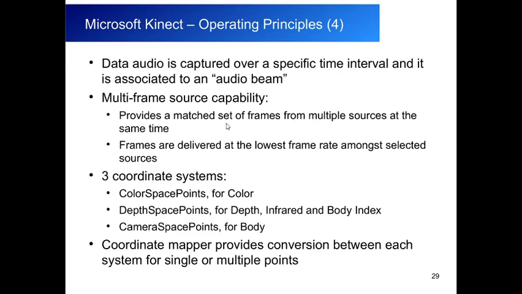And then you can have multi-frame source information, so you can read the information from many different sources at the same time. The only problem is that the frames are delivered at the lowest frame rate that you can have from the selected sources. So if one of the sources provides 15 frames per second, all the information you get is 15 frames per second. There are different coordinate systems, and there is a coordinate mapper that can help you to convert each system of coordinates that is provided above.